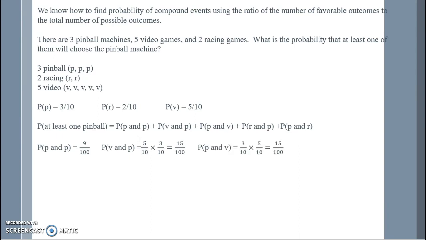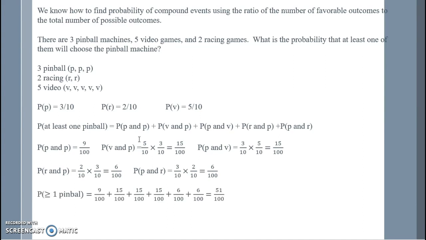so 15/100. That is the same probability as pinball and video, so 3/10 times 5/10 is 15/100. Racing and pinball, 2/10 times 3/10 is 6/100. And pinball and racing again is the same, just reversed. So now that we have all of our different options, we need to add them all together.